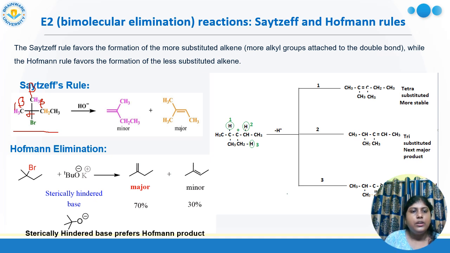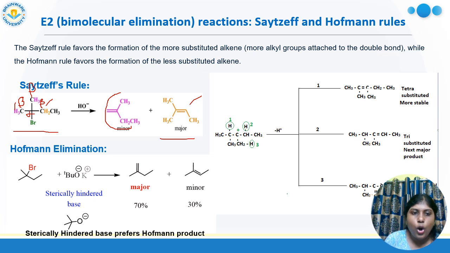So one product will be like this. If this beta hydrogen is abstracted by the base, then this product will form, and if this other beta hydrogen is abstracted by the base, then this product will form. But according to Saytzeff rule, this alkene is more substituted, so this is the major product.